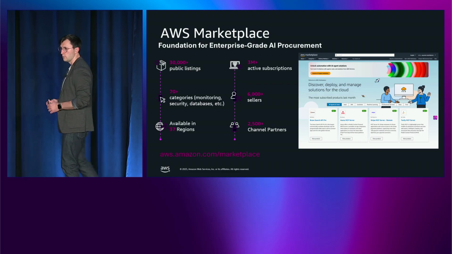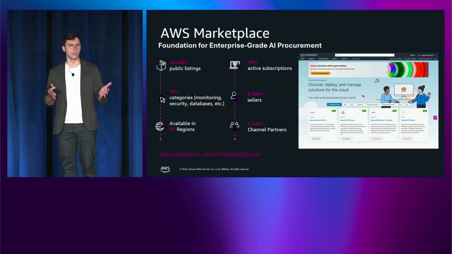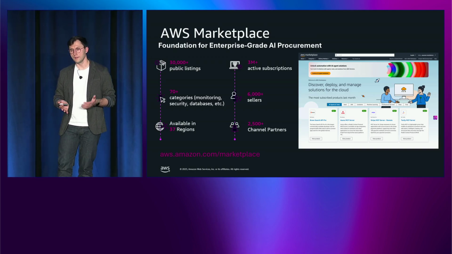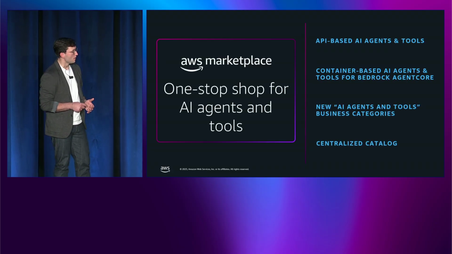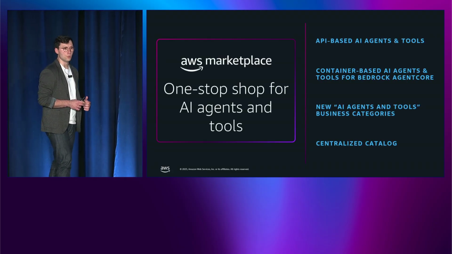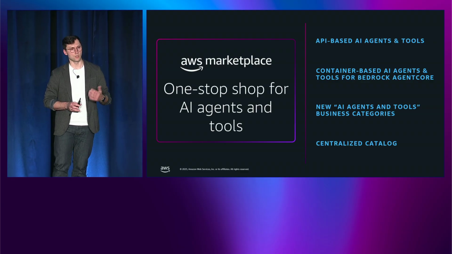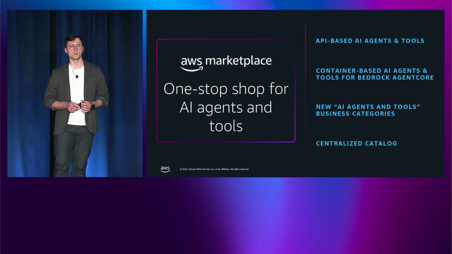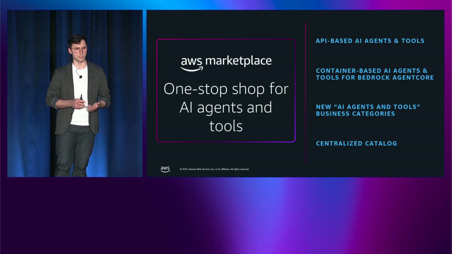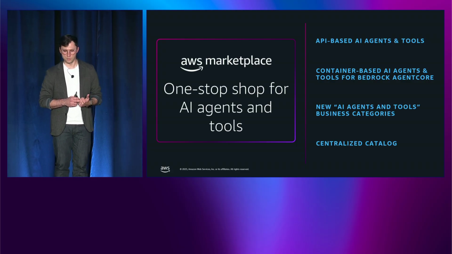So when a developer wants to start building an AI agent or exploring or evaluating a tool, they can get started in Marketplace with just a few clicks, making it a one-stop shop for AI agents and tools. We launched this category just a few months ago in July, and it's been growing very fast. Right now, we have over 2,300 agents, tools, and agentic applications, including professional services from our partners.